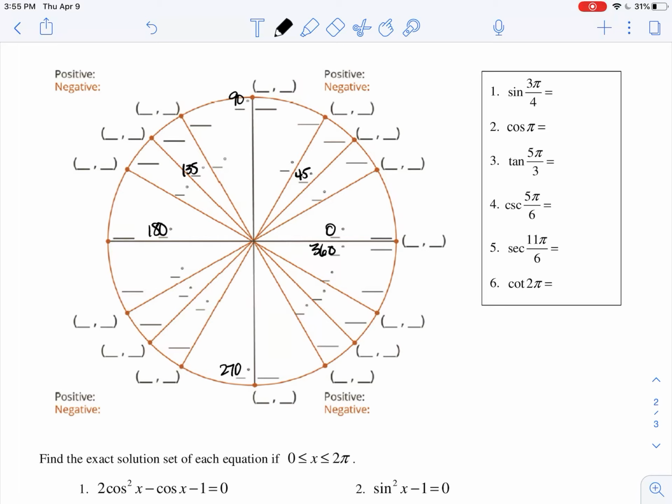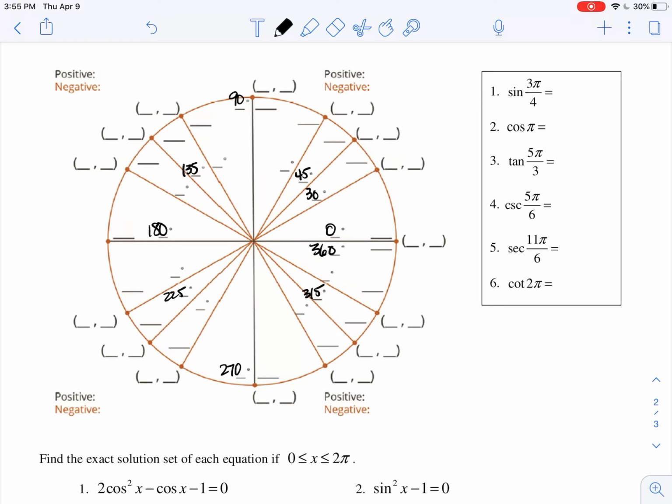Okay, the next thing I'm going to do is cut each of these quadrants in half. Half of 90 is 45. So 45 right there. 90 plus 45 gives you 135. 135 plus 90 is 225. 270 plus 45 is 315. And now I've got all the 45s done.